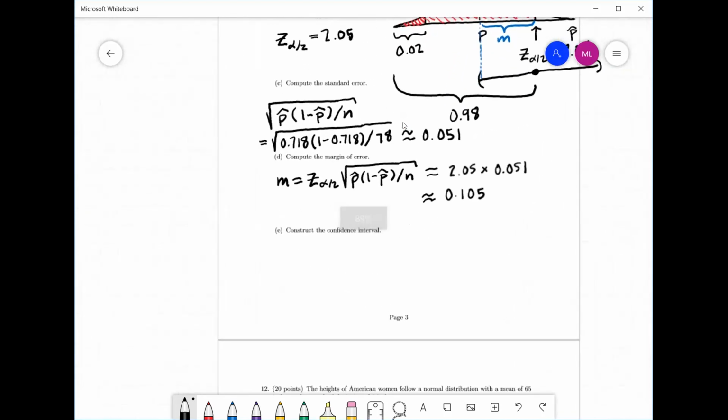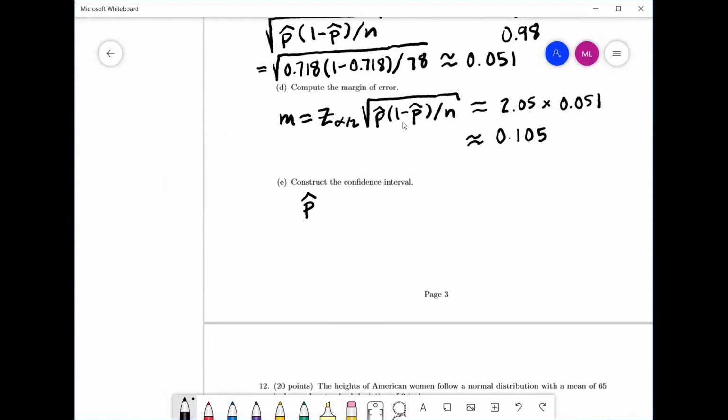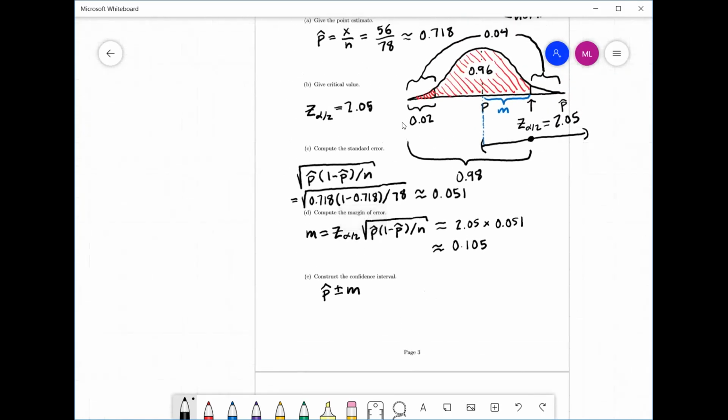So this one, again, the way that you would do this, the confidence interval is going to be p hat plus or minus our margin of error. And again, I would encourage you to write these formulas as I'm doing here, or at least the symbols, so I can give you some partial credit in case you screw up these numbers.